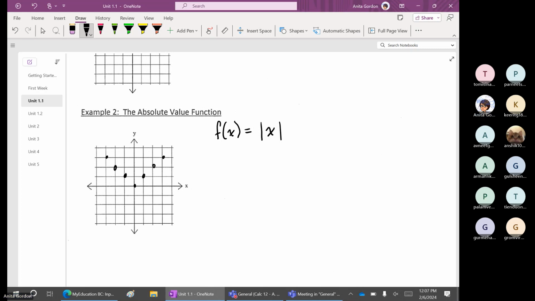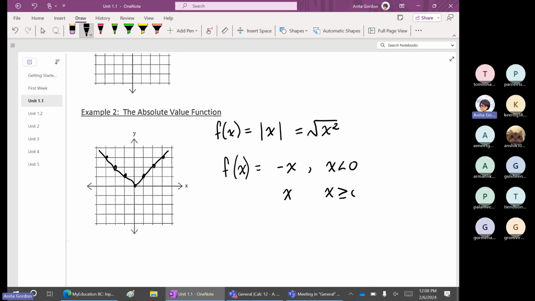The absolute value function is probably one of the best examples of what a piecewise function looks like, because really, the real definition here is the square root of x squared. You have two possible values for the square root of x squared. So this is telling me in an absolute value function that the value is negative x if x is less than 0, and positive x if x is greater than or equal to 0. This is my piecewise function for an absolute value.